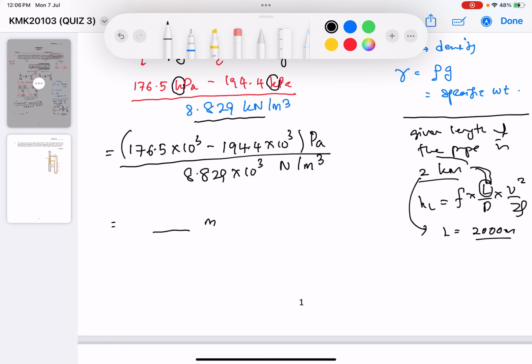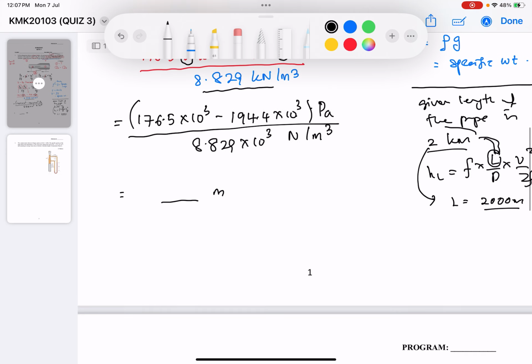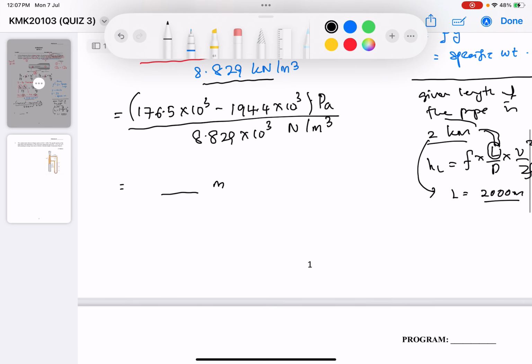So let me calculate it for you. Wait a second. Let's say the value was something. I'm going to put a random value, 800 meters. Make it 8 meters.